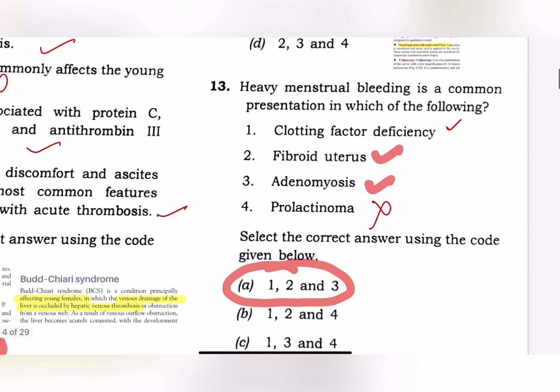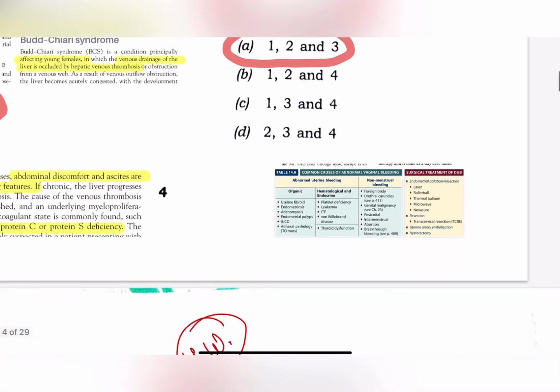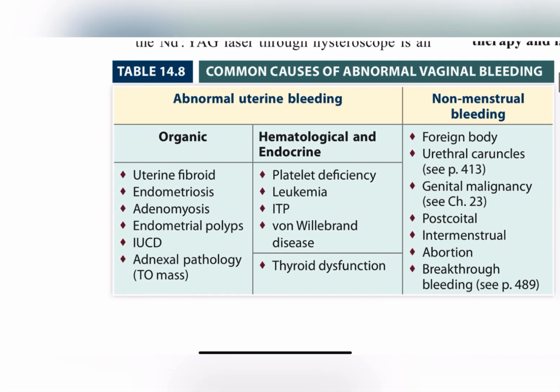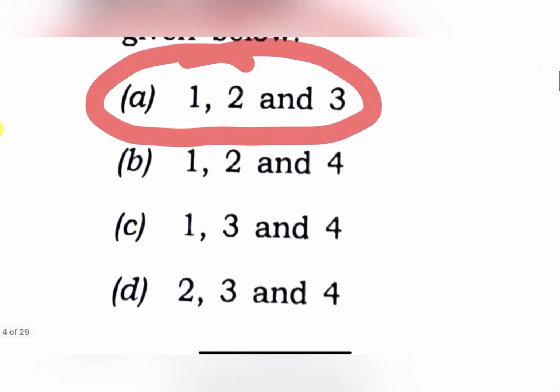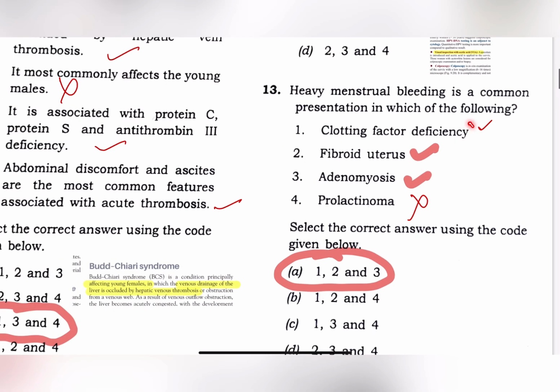Heavy menstrual bleeding is a common presentation in which of the following? So these are the causes. In this we have fibroid, adenomyosis and ITP, platelet deficiency. So we have clotting factor deficiency, fibroid, adenomyosis. Prolactinoma, we don't have heavy menstrual bleeding.